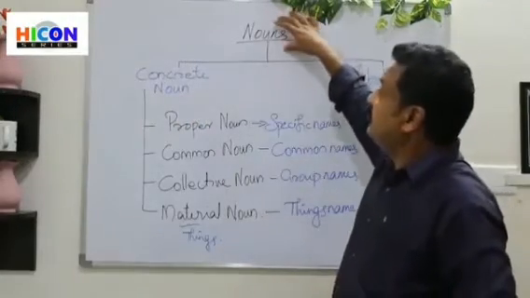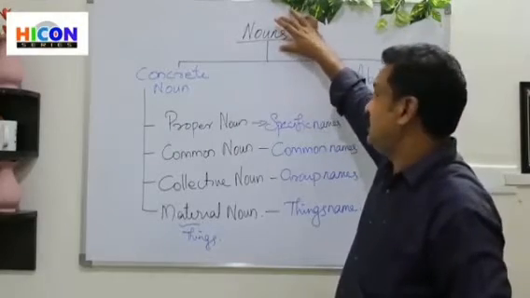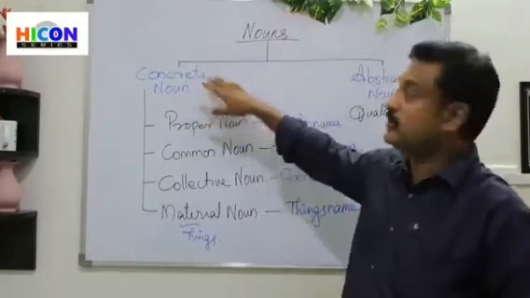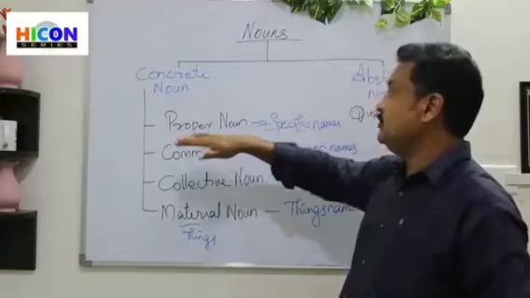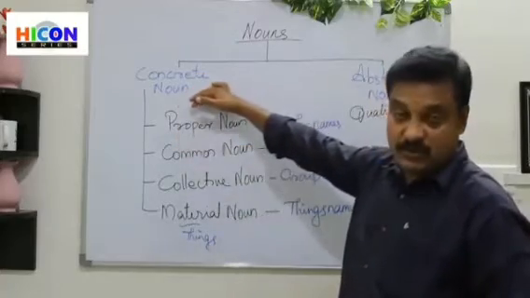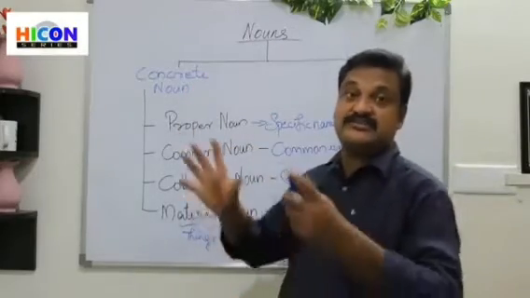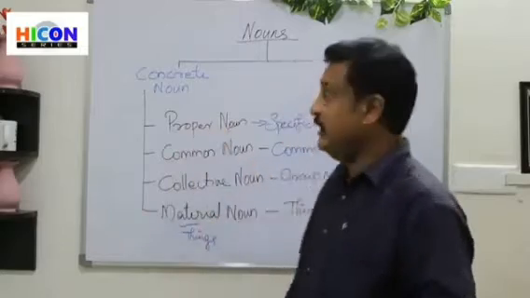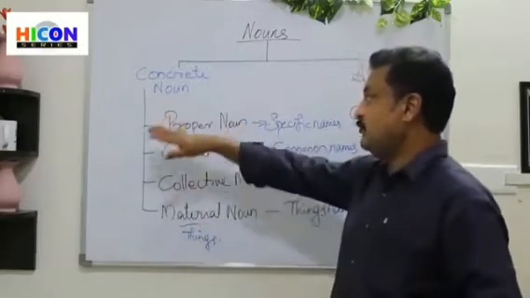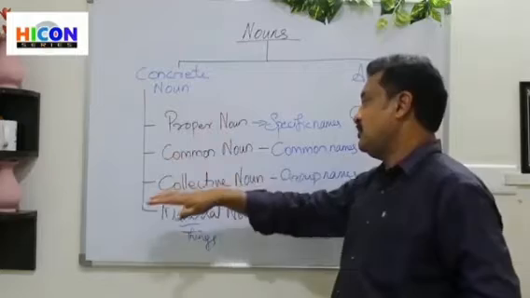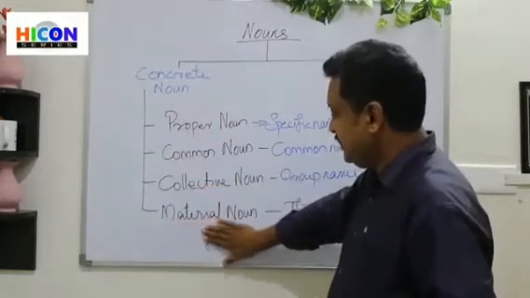So, a noun is the name of a person, place, a thing or a quality. They are of two types: concrete noun and abstract noun. Concrete nouns are those nouns which we can see, which have a structure, which have a shape. There are four types: proper noun, common noun, collective noun and material noun.